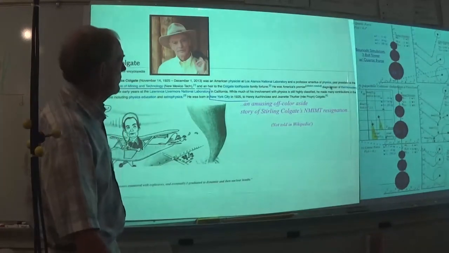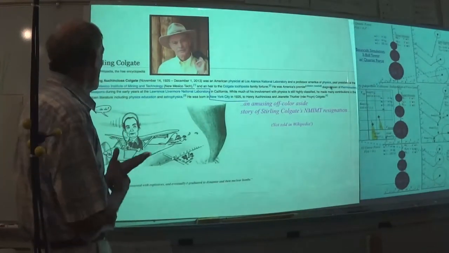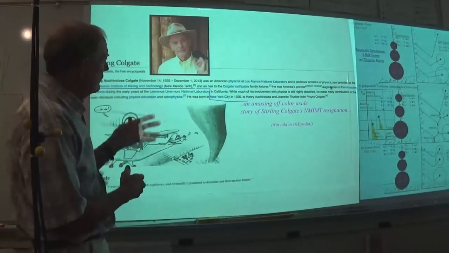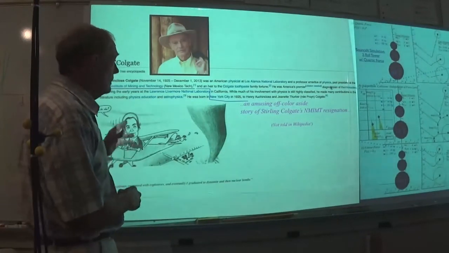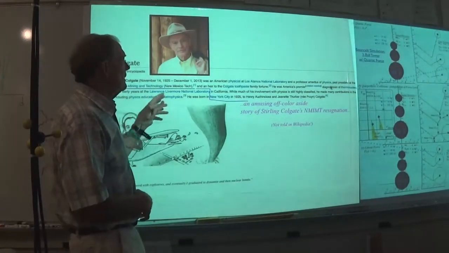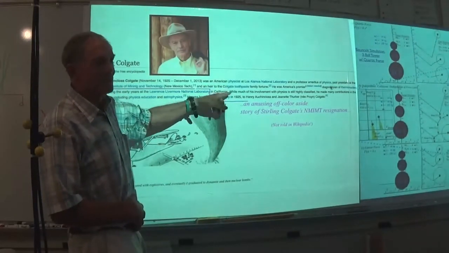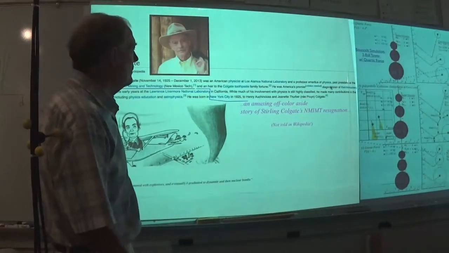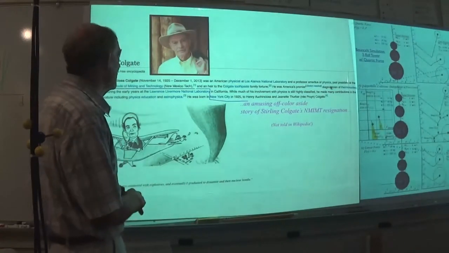This is the character himself. I know him from two different directions. My ex-wife went to college with his daughter, and then I ran into him briefly at Los Alamos much later. He doesn't have to work. He's the heir to Colgate toothpaste. He's Stirling Colgate, okay? I don't know who Mr. Palmolive was, but that was the name of the company, Colgate Palmolive at the time.